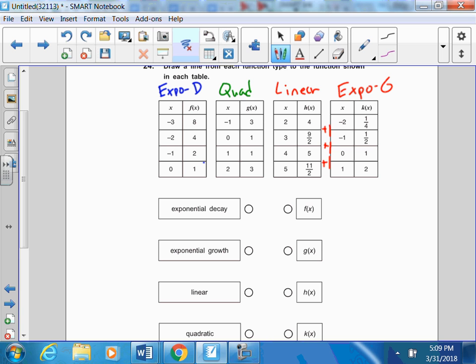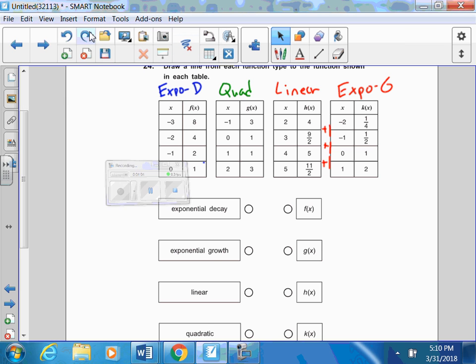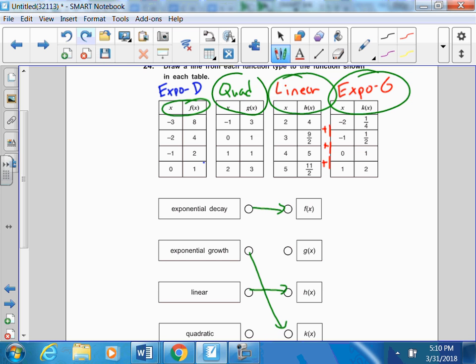So we should be able to match everything up. And if you match everything up, exponential decay is going to be the f of x. So exponential decay is going to be this. Exponential growth, that's the k of x. That's down here. The linear is the h of x. So linear is right there. And the quadratic is the g of x. So quadratic, we're going to take it up there. And that's what you should have.